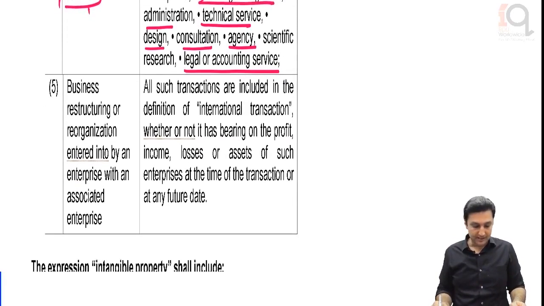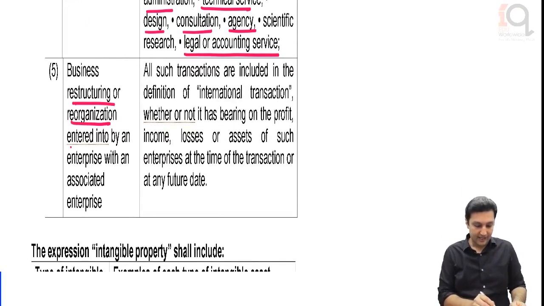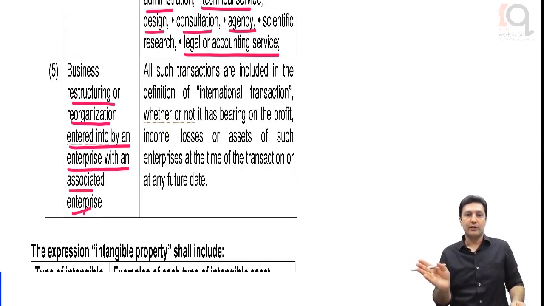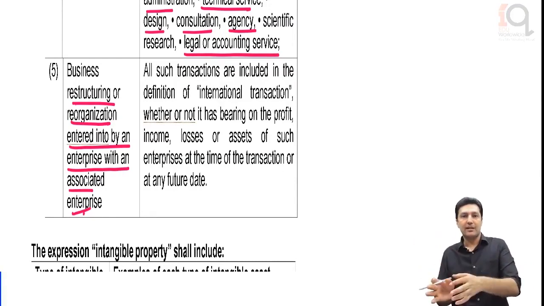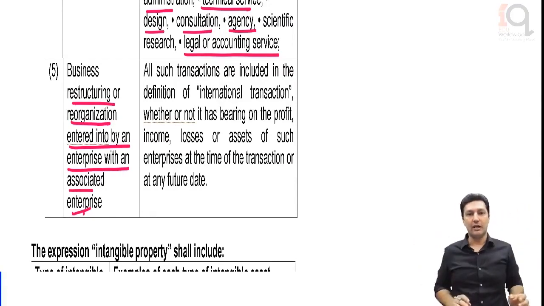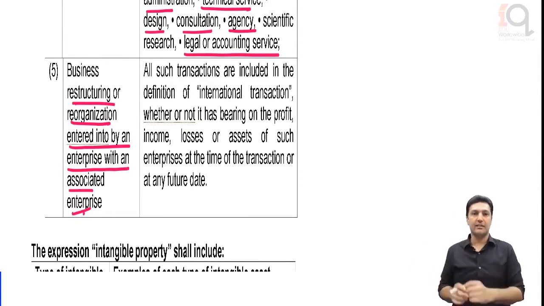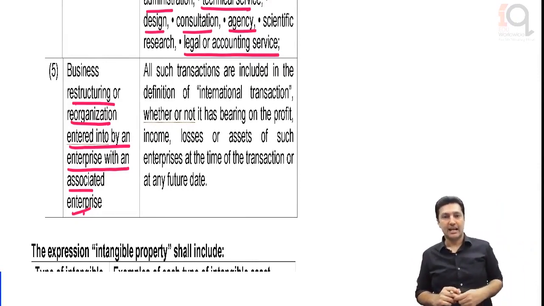He says business restructuring or reorganization entered into by an enterprise with an associated enterprise. It could be a firm being incorporated into a company. So business reorganization is taking place wherein an Indian firm says we are now going to become a subsidiary company and there is a foreign holding company that is going to be formed. That is business restructuring. That is also a transaction. If there is any profitability that is accessible and it is being manipulated during the course of this business restructuring, it will come within the definition of international transaction.